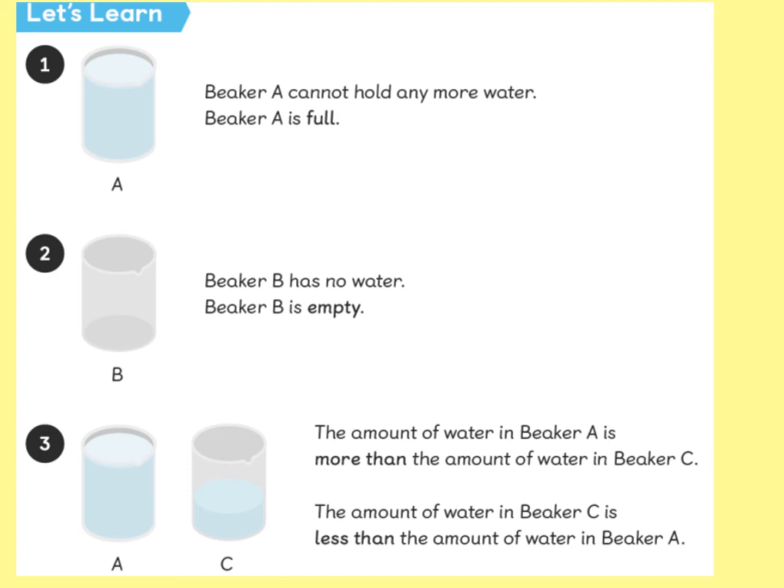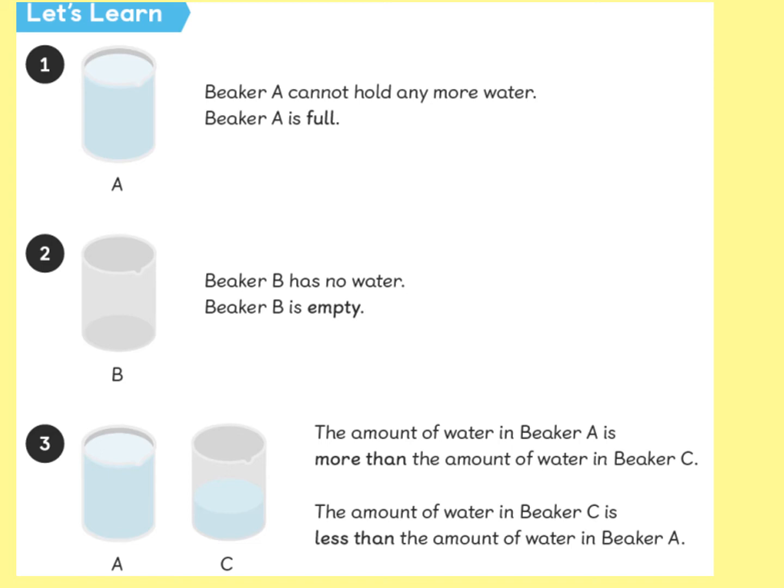Okay guys, so let's have a look at beaker A. Now, in beaker A, look at the amount of water in the beaker, the volume of water. That means the amount of water inside the beaker, the volume. Now it says beaker A cannot hold any more water. And if something cannot hold any more water, any more volume, we'd say beaker A is full. Okay, it's full. It's full to the brim. You can't get anything else, no more volume inside that beaker.